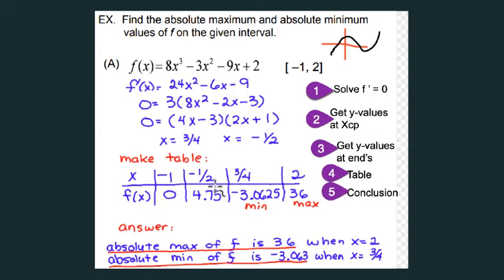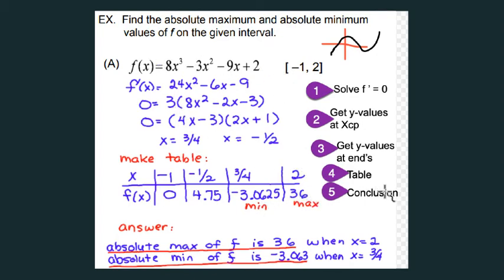Now what I do is I get my corresponding y values. Substitute in -1 into the original formula. You get 0. Substitute in -1/2 into the original formula here, and you get 4.75. Substitute in 3/4 into the original formula up here, and you're going to get -3.0625. Substitute in x equals 2 into the original formula, and you get 36.